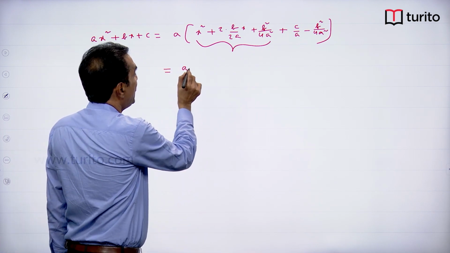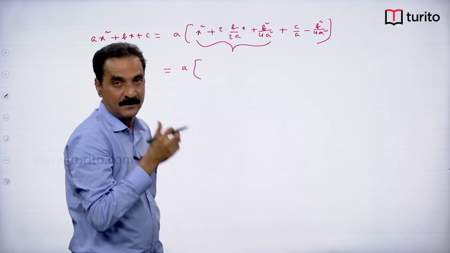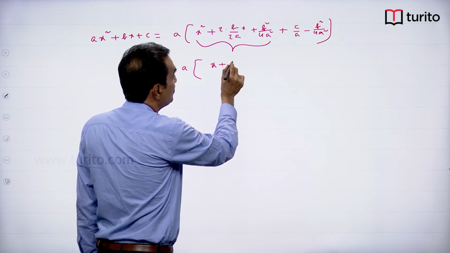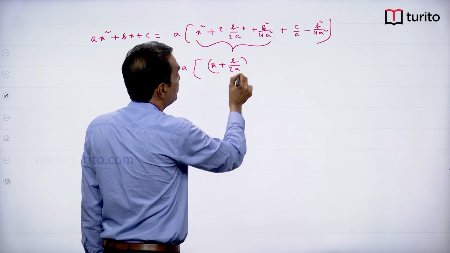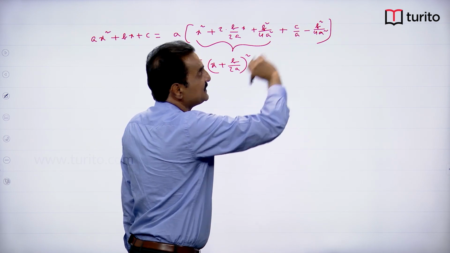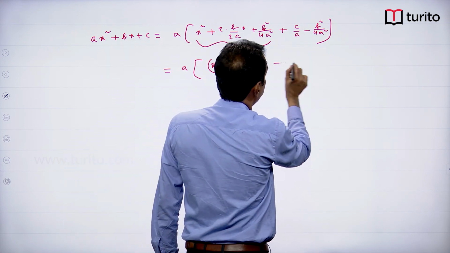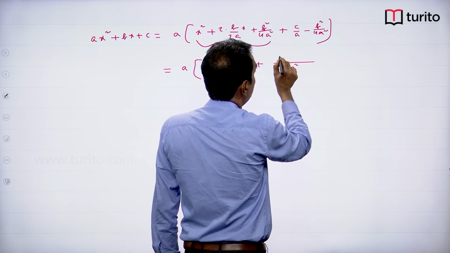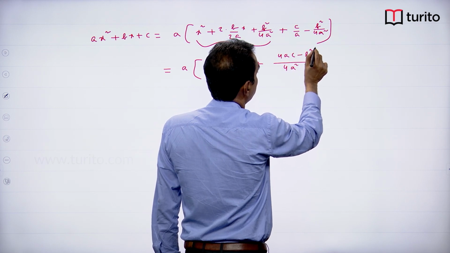It is equal to a into, how can you write the first 3 terms? X plus b by 2a whole square, and the remaining term is independent of x, constant. If you combine these two, 4a square is LCM, numerator will be 4ac minus b square.